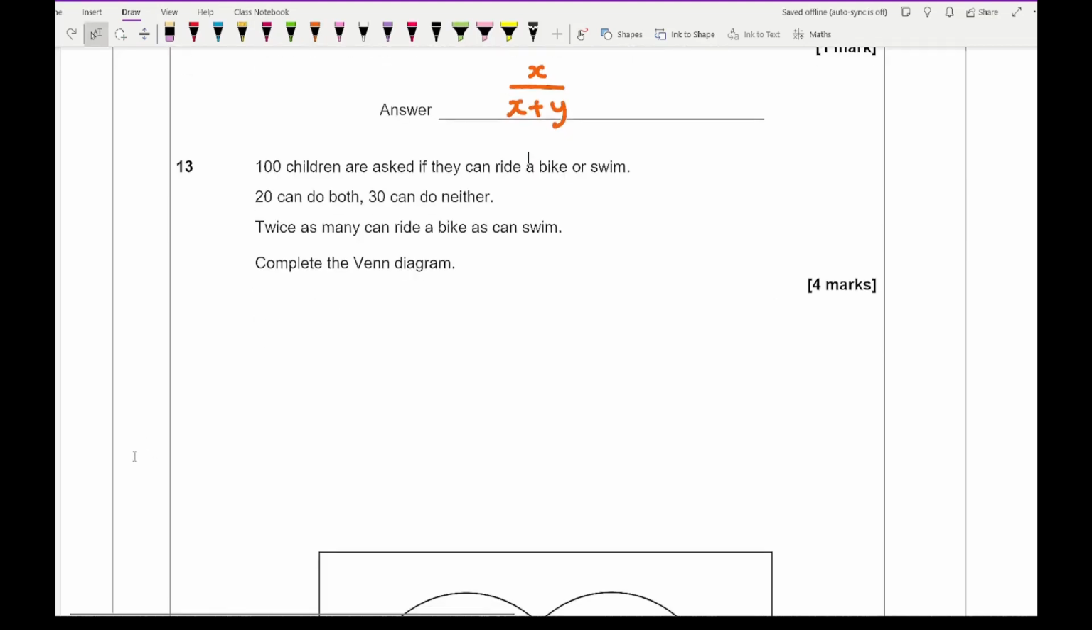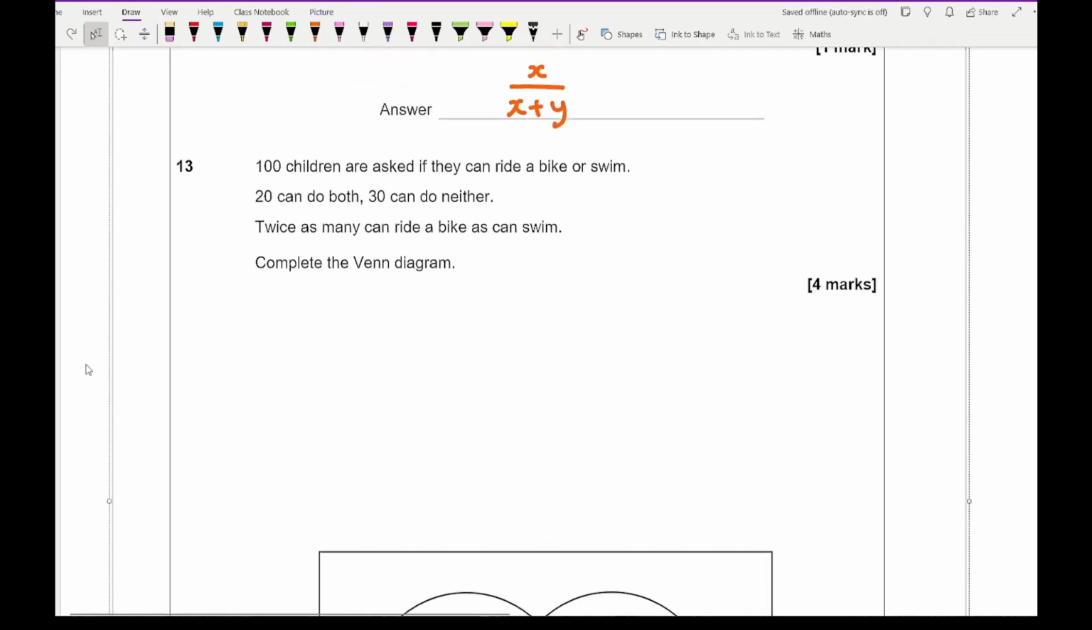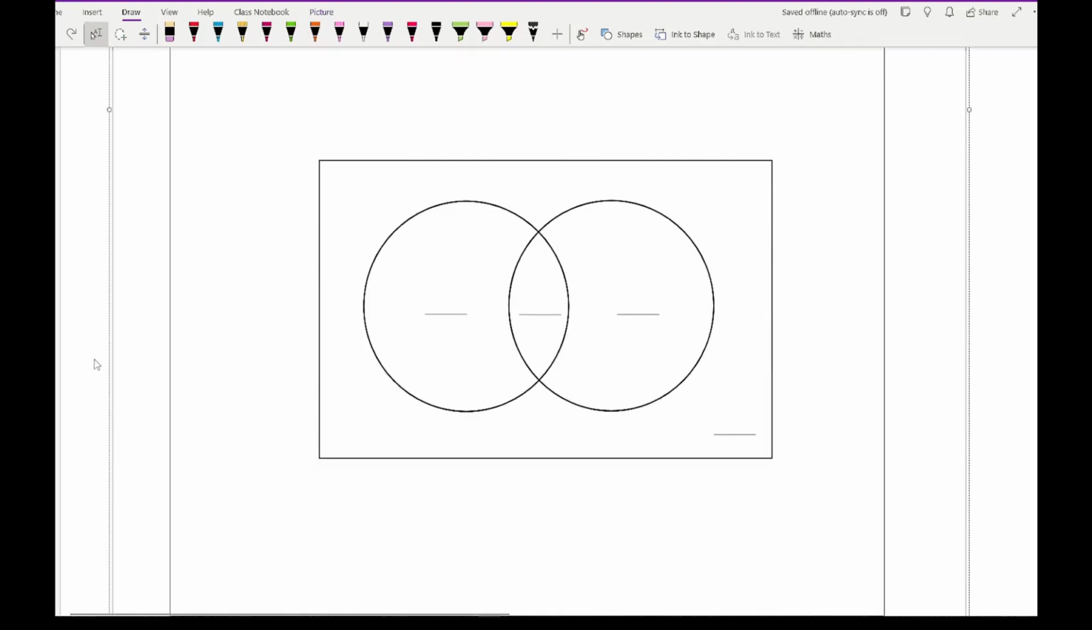Moving on to question 13, it says 100 children are asked if they can ride a bike or swim. 20 say they can do both, 30 say they can do neither, and twice as many can ride a bike as can swim. The question is asking us to complete the Venn diagram. Looking at this information, we know that all of the numbers in this Venn diagram need to add up to 100.